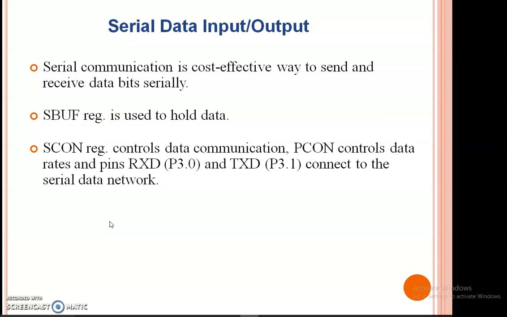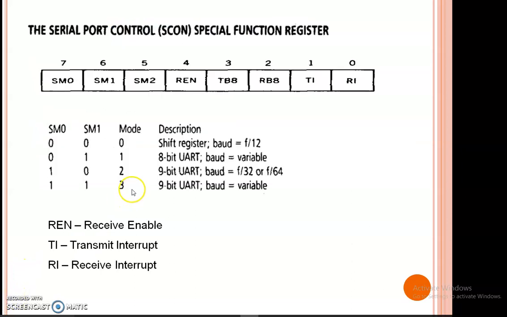Now we will learn about the SCON special function register. Look at this diagram, SCON, the serial communication special function register. It is an 8-bit register, with bit 0 to bit 7. Now we will see the 7th position bit, SM0, SM1. These two bits are used to select the mode of serial communication. 8051 has 4 serial communication modes, mode 0 to mode 3. You have to select one of the modes to do the serial communication operation.